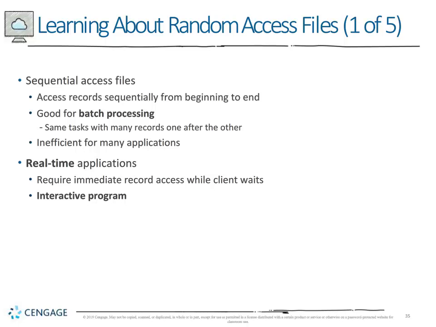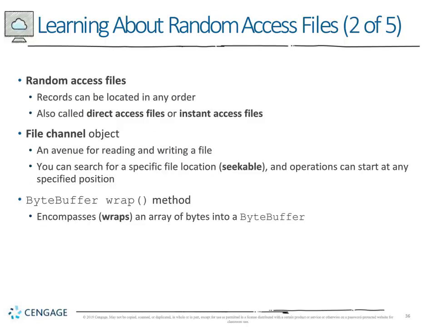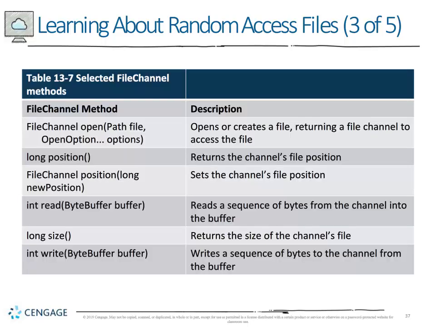Instead, we should use random access files, files in which records can be retrieved directly in any order. Random files are also called direct access files or instant access files. We can use Java's FileChannel class to create random access files. A FileChannel object is an avenue for reading and writing a file. A file channel is seekable, meaning you can search for a specific file location and the operations can start at any specified position. This table describes some FileChannel methods.